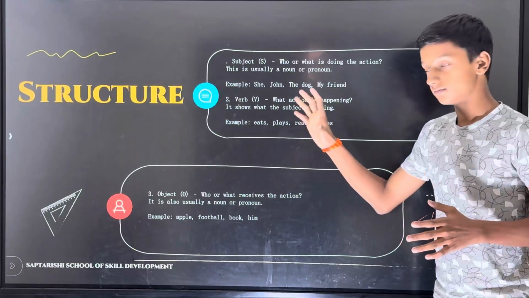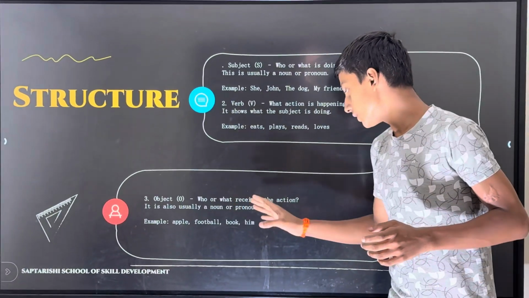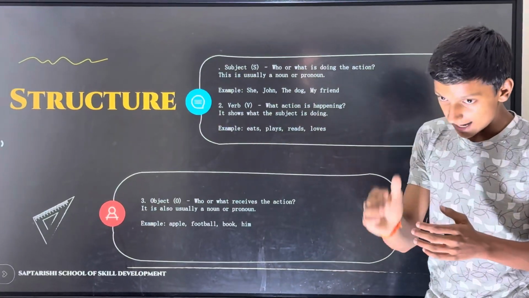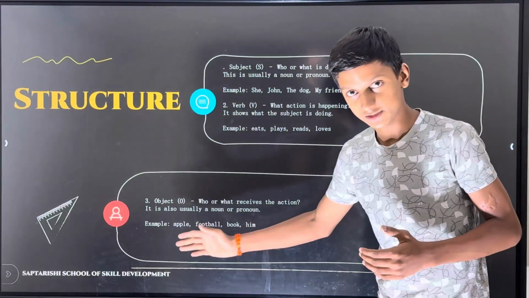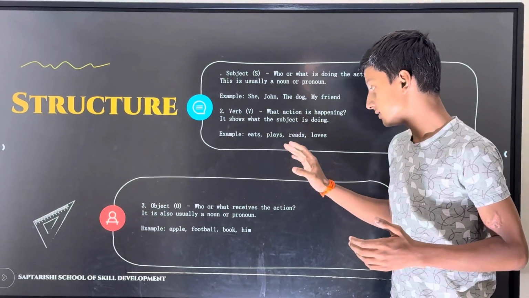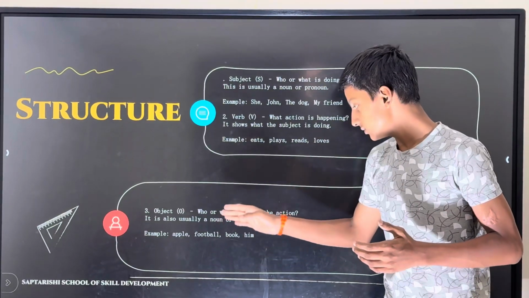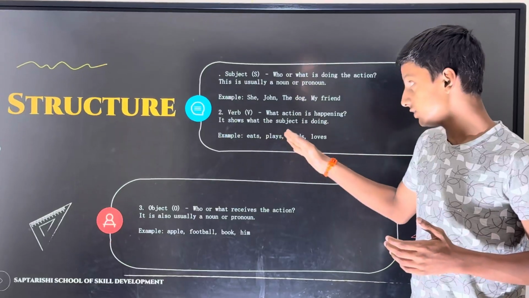These are the verbs. Then the object, O: who or what received the action. The action done by the subject is received by something, which is known as the object. So let's say she plays football. The object is receiving the action of the subject.